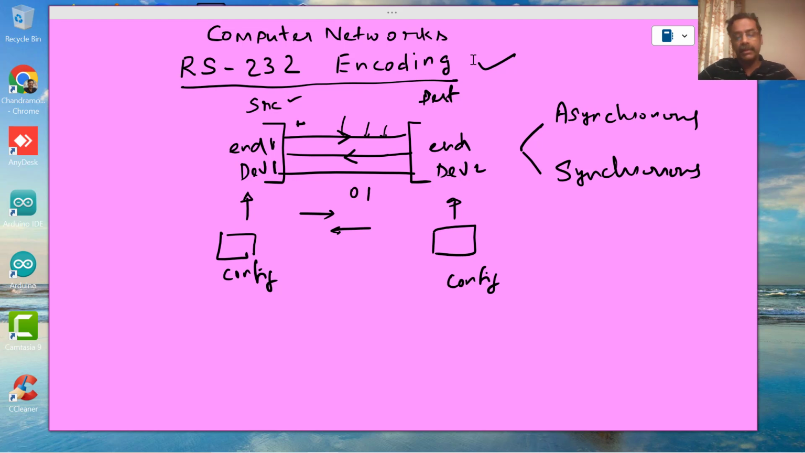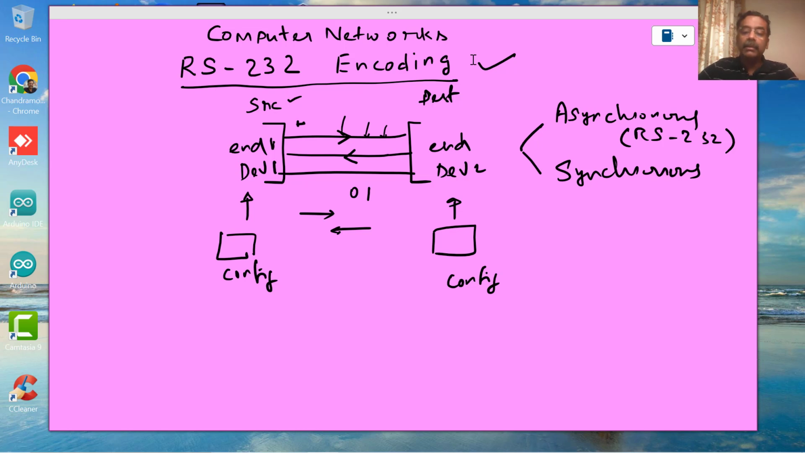Always remember the binary data is flowing through these devices. So to make it happen, RS232 is one mechanism which follows an asynchronous way of communication. That means it doesn't have a synchronized clock between them.